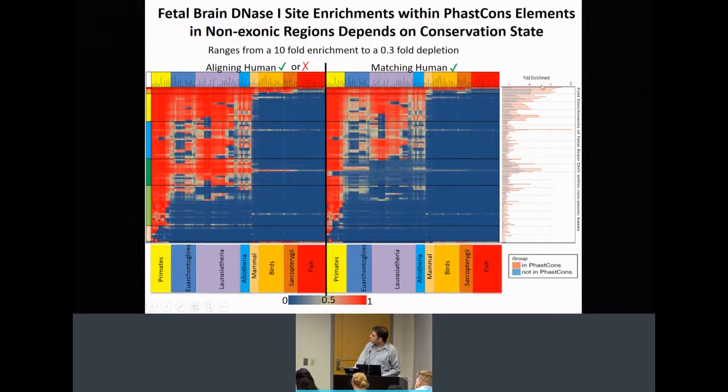If we look in blue, that's bases that are not in a PhastCons element but are in one of these states. And we still see enrichment for some of these states. It's not as high as when in PhastCons elements. It's saying there's additional information from this phylogenetic modeling, but it's also showing that because these enrichments vary a lot, there's additional information within these conservation states.